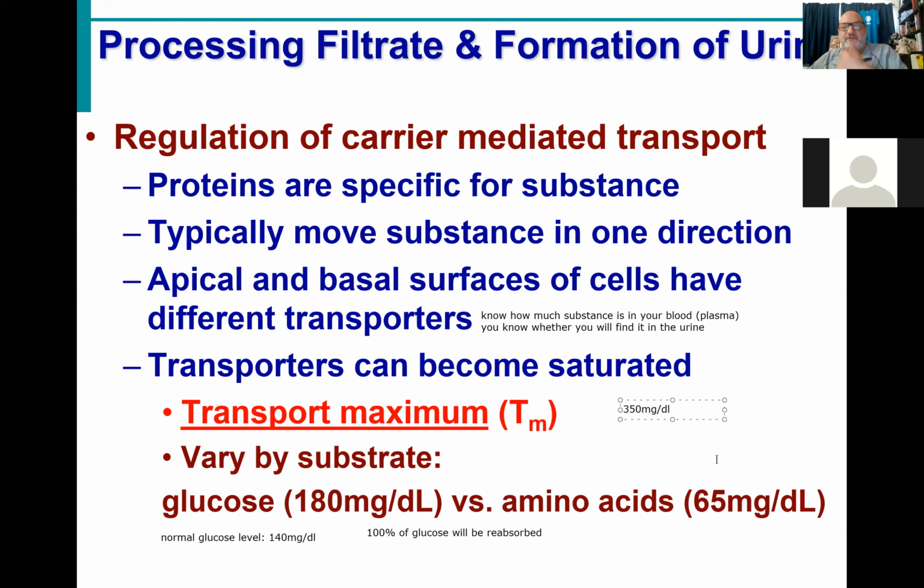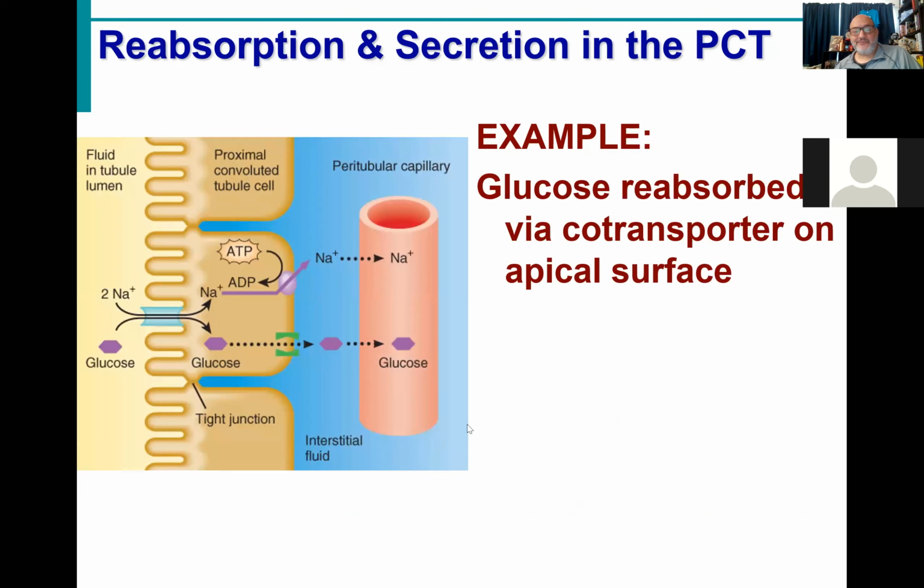Right? And everything has a different transport maximum. For amino acids, it's 65 milligrams per deciliter, and so on and so forth. The goal of this transport maximum is that we can look at the levels in the blood, we can look at the transport maximums of our kidneys, and that will tell you whether or not that substance is going to be present in the urine. So if I give you the levels of it in the blood and I give you the transport maximum of it, you should be able to tell me whether it would be present in the urine or not. Under normal conditions, glucose isn't.